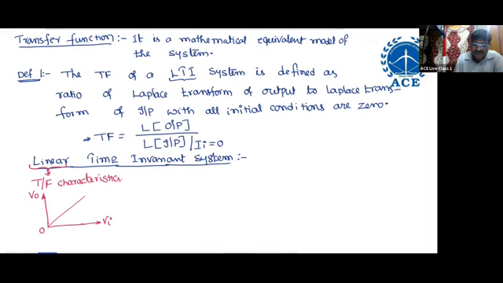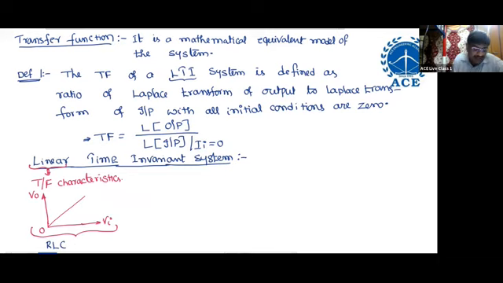So when we say the system is linear, it means the transfer characteristics must be linear. That means if you draw output versus input, the characteristics must be linear. Which components give linear transfer characteristics? The RLC components give linear transfer characteristics. That's why RLC components are called linear components.